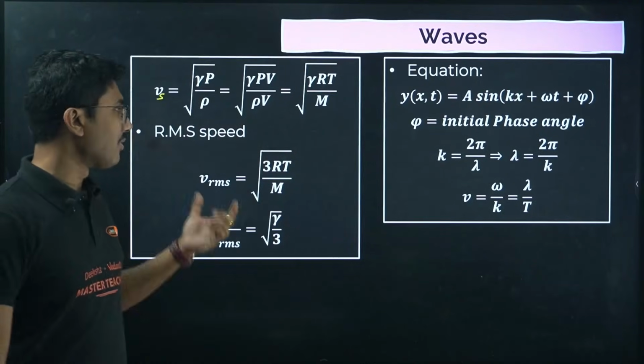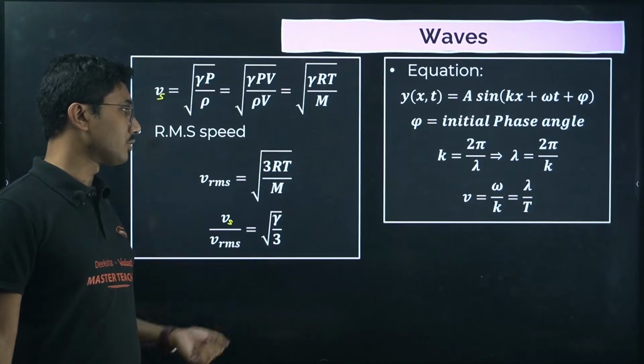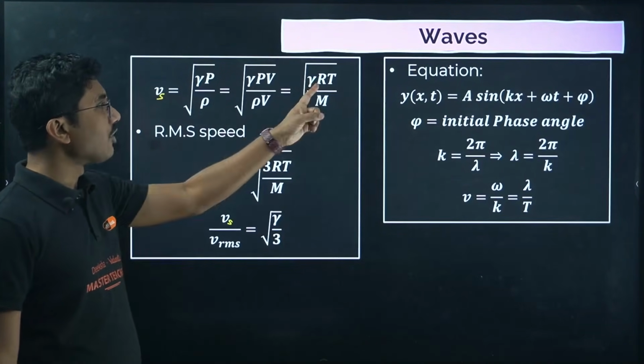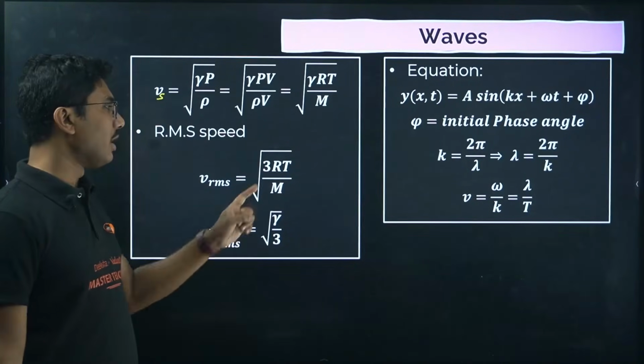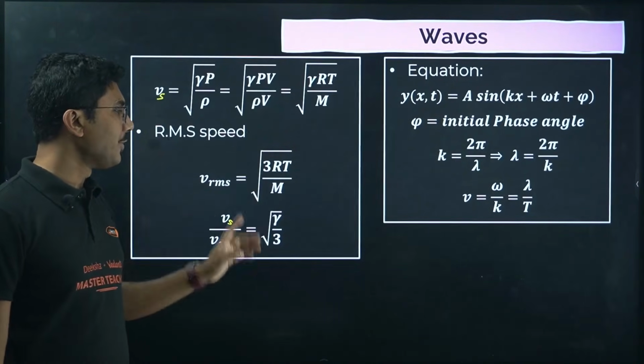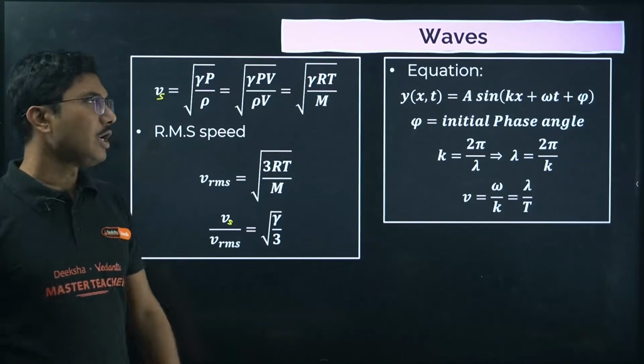So that's what I was talking about. VRMS is square root of 3RT by M, and V of sound is square root of gamma RT by M. So both of them are very close. The only difference is that there is a gamma and there is a root 3. So the formula is gamma by root 3.